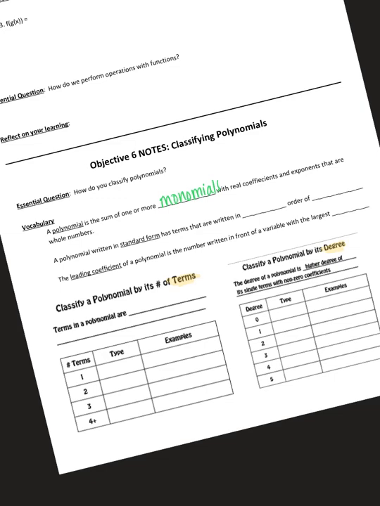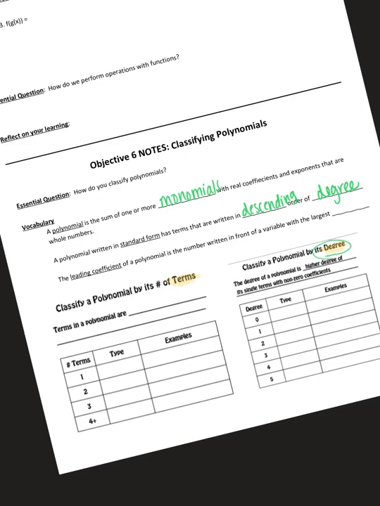A polynomial written in standard form has terms that are written in descending order, so descending, going downward, order of degree, or maybe you want to say power. And when we talk about degree and power, we're talking about the exponent. And we'll look at that when we look at these examples down here.